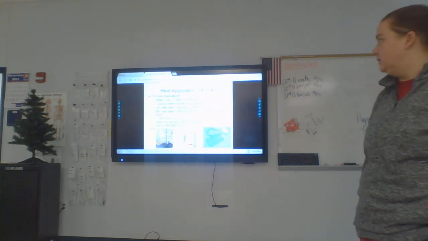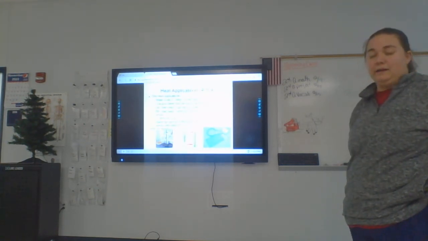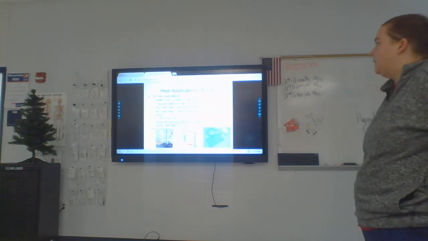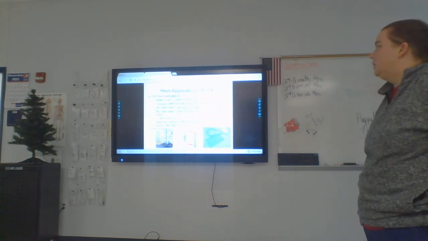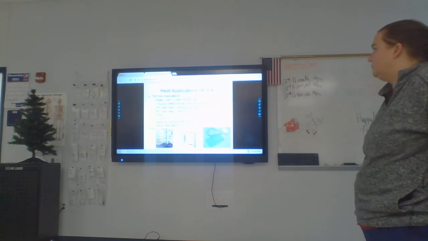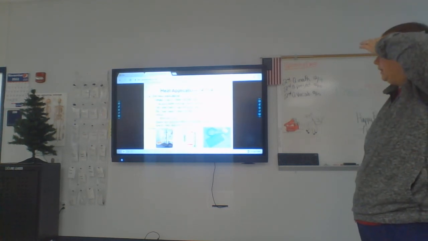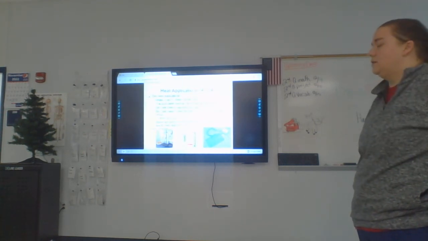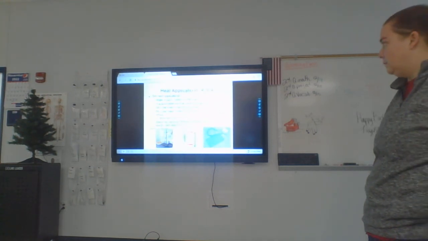Dry heat applications are going to include when there is no water in contact with the skin. The application stays at the desired temperature longer. Dry heat does not penetrate as deeply as moist heat. Dry heat needs higher temperatures to achieve the desired effect. Burns are really at risk with this as well.